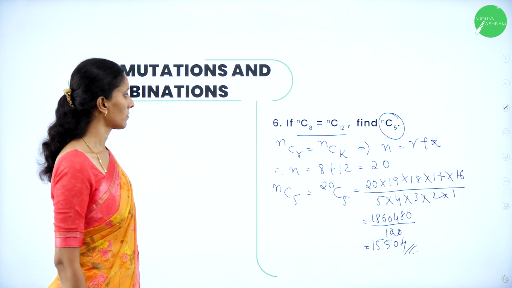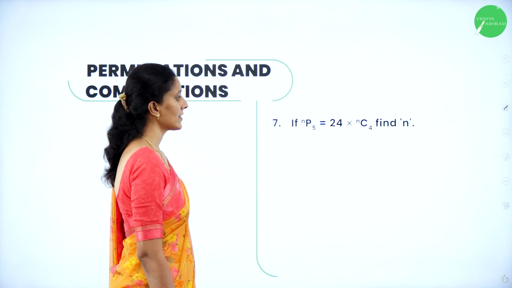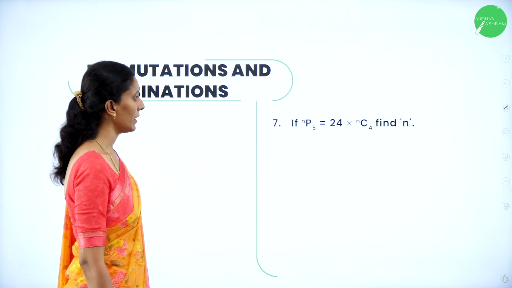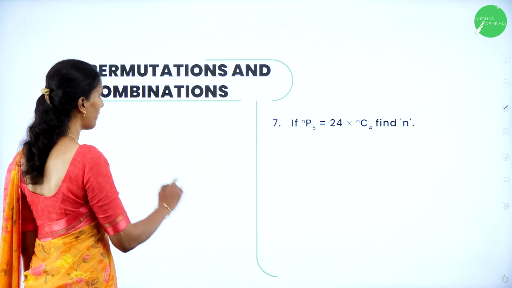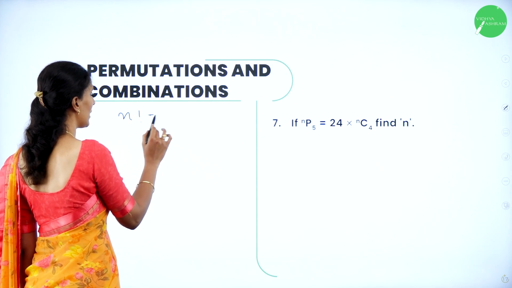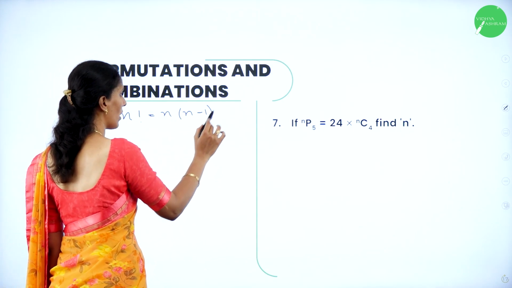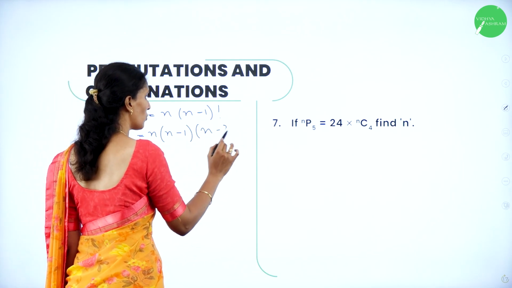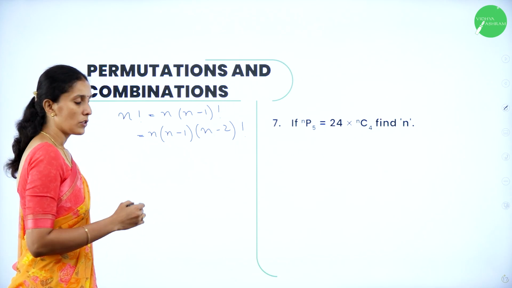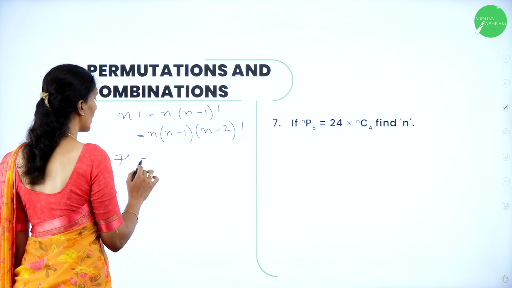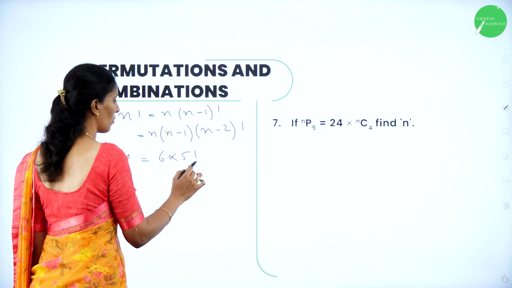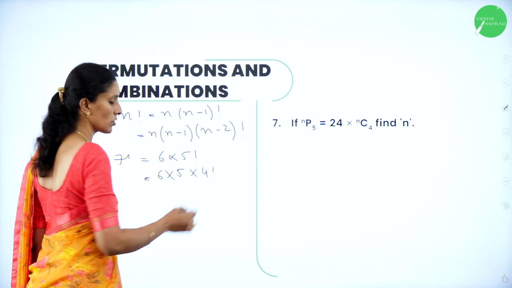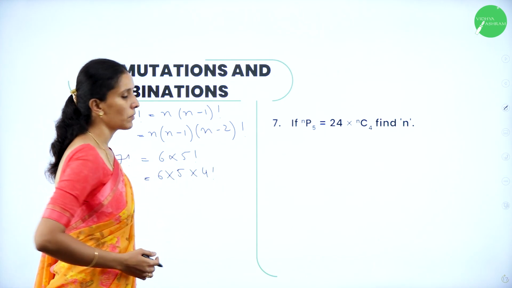Next question. If nP5 is equal to 24 into nC4, find n. Just remember the formula of nPr and nCr, and remember the factorial also. n factorial can be written as n into (n minus 1) factorial, or n into (n minus 1) into (n minus 2) factorial. For example, 7 factorial can be written as 7 into 6 factorial, or 7 into 6 into 5 factorial, which is one and the same. This concept I am using here.